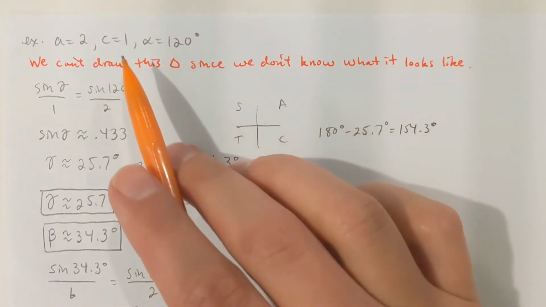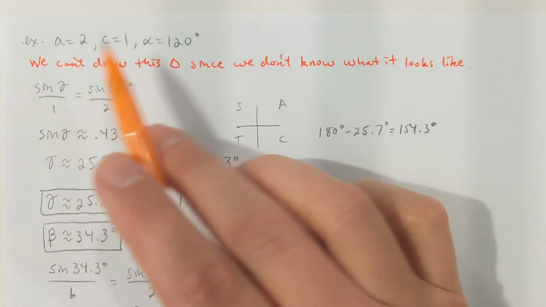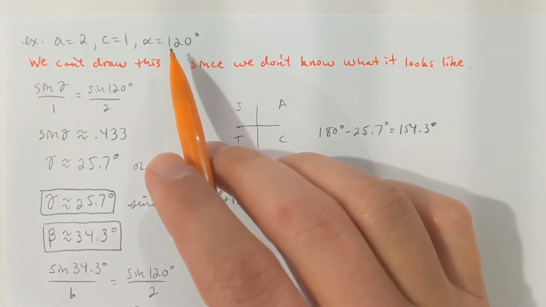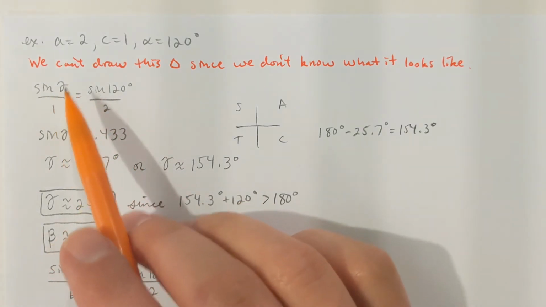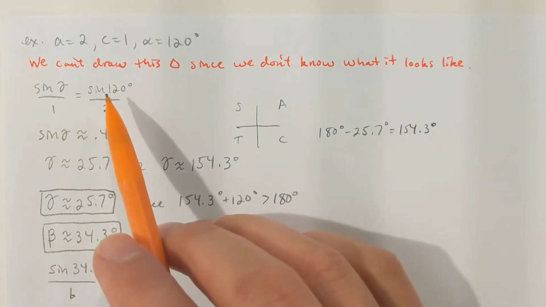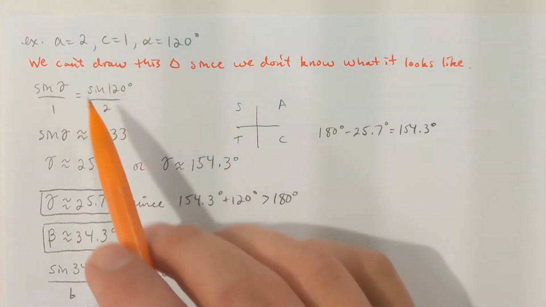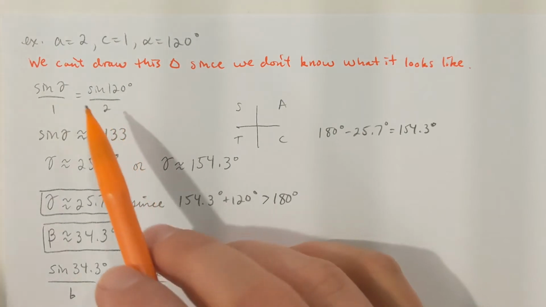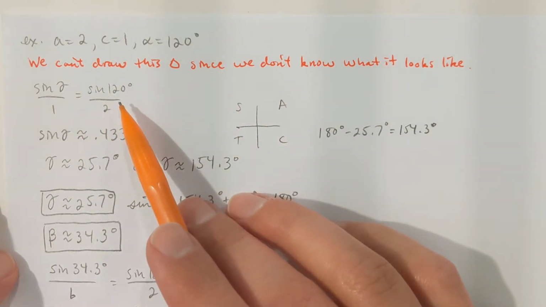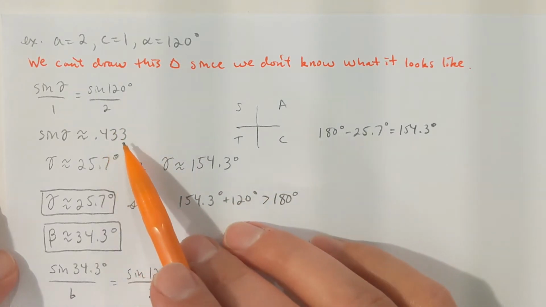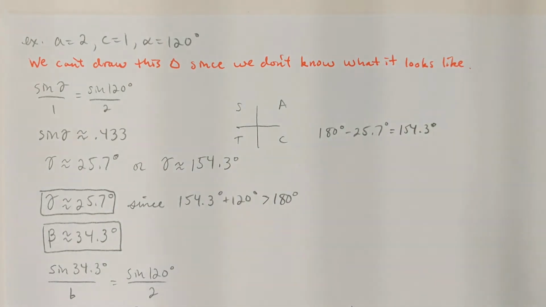Now, C is 1, and C, of course, is opposite gamma. A is opposite alpha. So I'm setting up the law of sines here. Sine gamma over C, C is 1, would be equal to sine of alpha, which is 120 degrees, divided by A, which is 2. If I then compute sine of 120 degrees divided by 2, that would be roughly 0.433 if you go to the nearest 3 digits. And then you can take sine inverse of both sides.